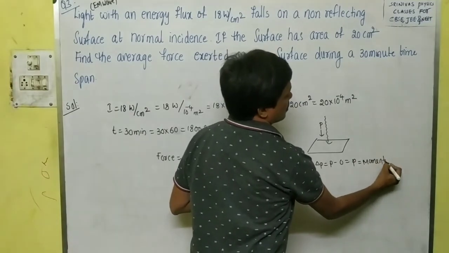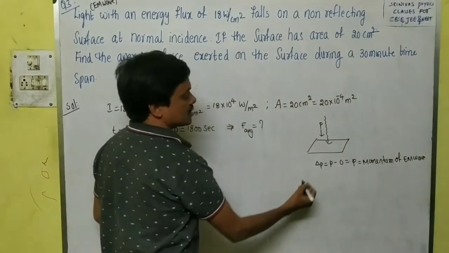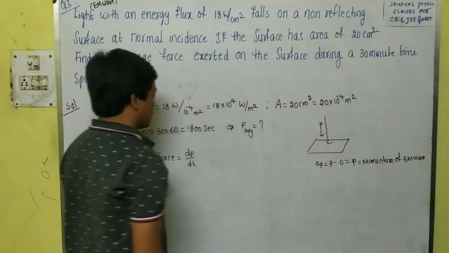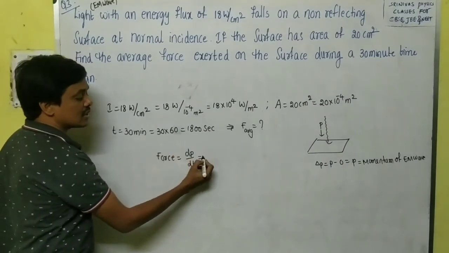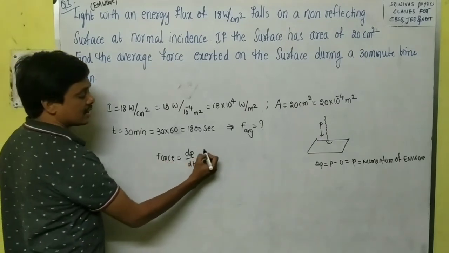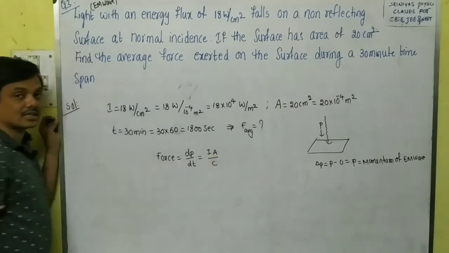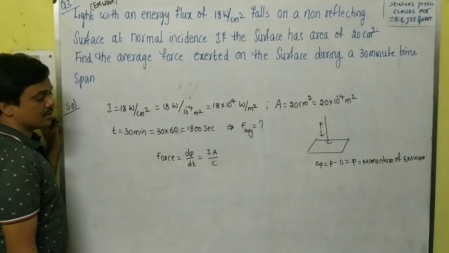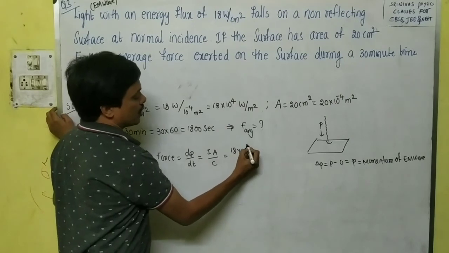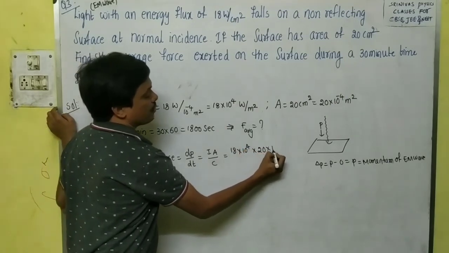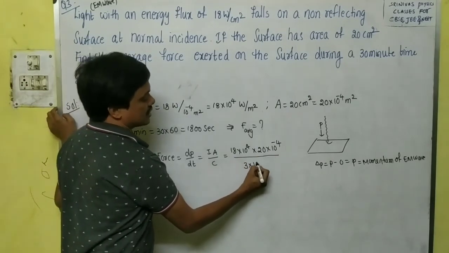We know the momentum of EM wave formula? Yes or no? From the momentum we will get one formula, and we have to divide with the time. Its derivation I explained in the previous class. That we will get as IA by c. Okay, it was very simple. Then you substitute all values here, where I is 18 into 10 to the power of 4, A is 20 into 10 to the power of minus 4, c is 3 into 10 to the power of 8. We have to simplify.